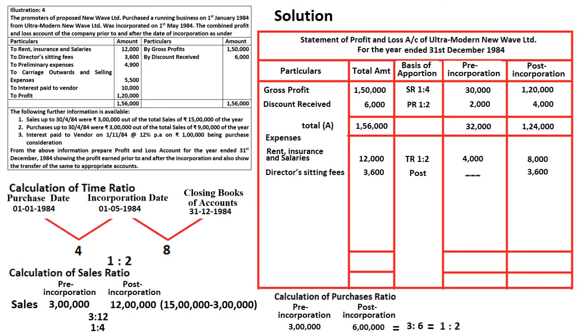Then directors' sitting fee is always post incorporation, because directors will be there in the company form of business, therefore post incorporation. Preliminary expenses is an expenditure incurred to incorporate a company, therefore directly it will be in the post incorporation. Carriage outwards and selling expenses always on sales ratio. So we have divided on the basis of sales ratio.